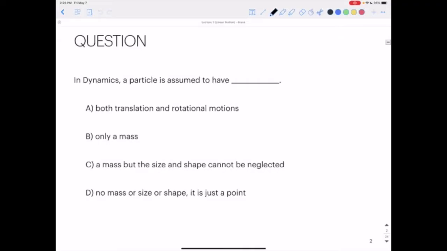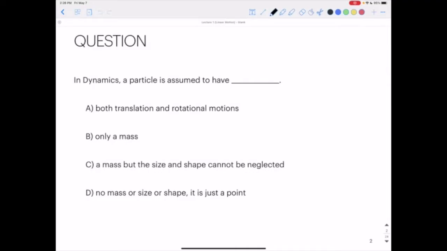In dynamics, a particle is assumed to have blank. A, both translation and rotational motions. B, only a mass. C, a mass, but the size and shape cannot be neglected. And D, no mass or size or shape, it's just a point.